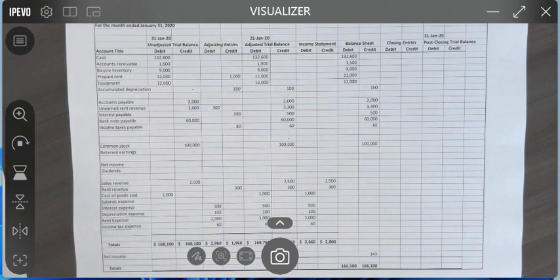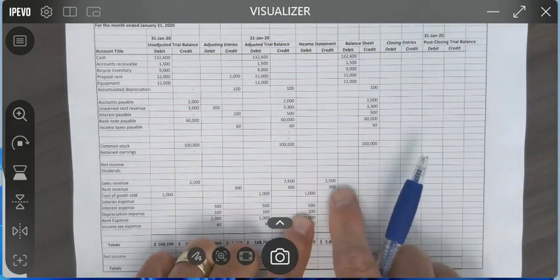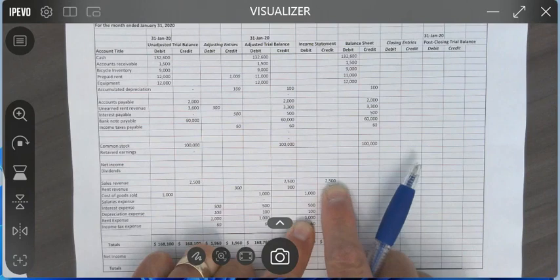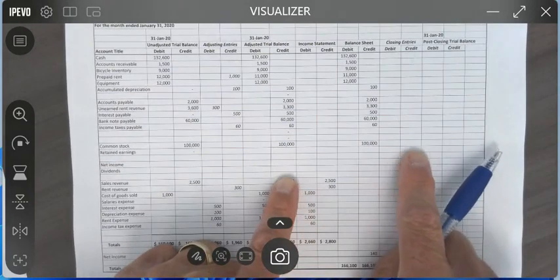Welcome to the final step in the closing process for the accounting cycle for any particular period. In this video, we're going to look at the closing entries. The purpose of the closing entries is to close the temporary accounts to retained earnings.